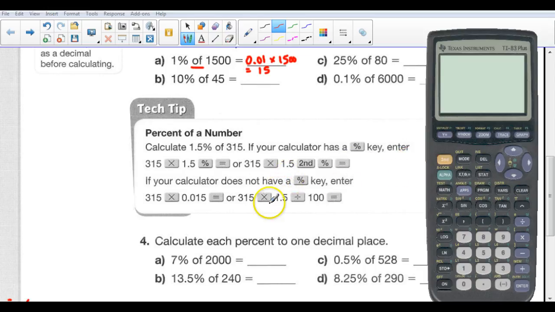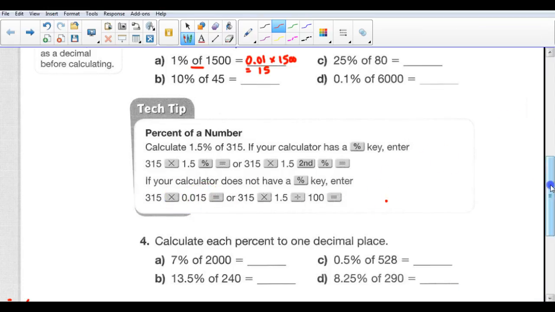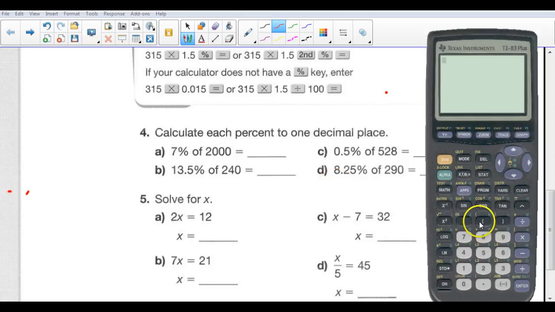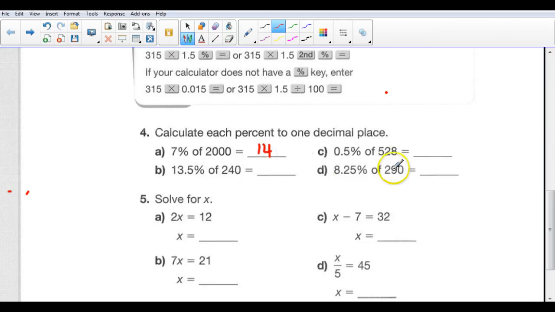Mine doesn't have a percent key on there. So what I have to do is convert 1.5% to a decimal, basically take 1.5 divided by 100, which is 0.015, and take 315 times 0.015. All right, so let's go on to the next one. Calculate each percent to one decimal place. So 7% of 2,000, I'll do the first one: 7% is 7 divided by 100, which should be 0.07, and multiply that by 2,000 equals 140. Okay, so you go ahead and do the other three.